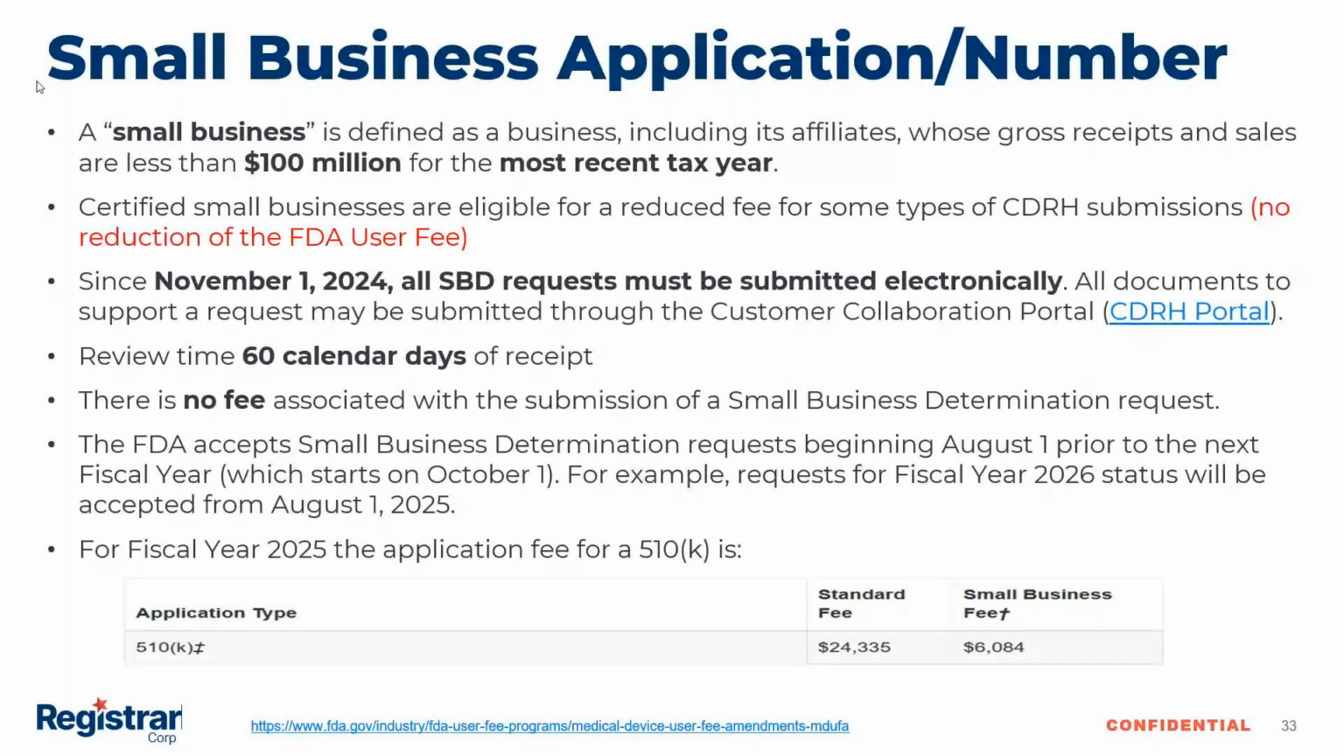One of the examples that may fall under applying for the small business is when you're applying for a 510K, PMA, De Novo, or 513G. If you're eligible to apply as a small business, currently for 2025, the fee would be 6,084. If you're not eligible for the small business fee, you will have to pay the standard fee. For example, for a 510K for 2025, it would be 24,335. So that's a big difference between those numbers, and that could really save you a lot of money.